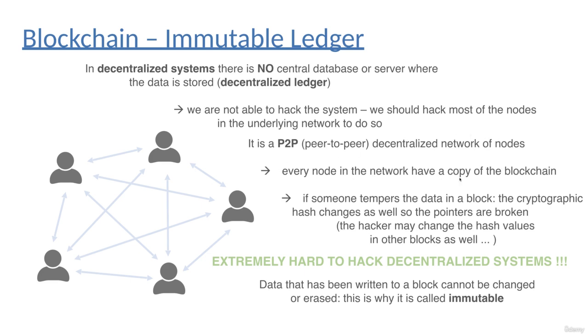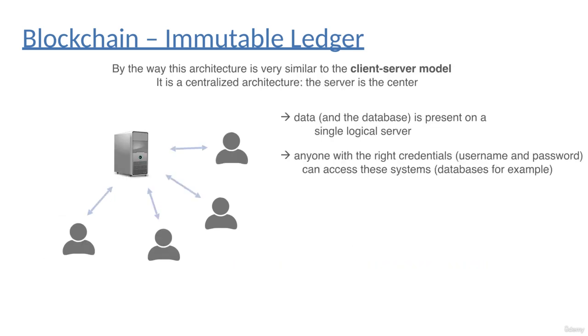Every node in the network has a copy of the blockchain, and if someone tampers with the data in a single block, then the cryptographic hash changes as well, so the pointers are broken. This is how other users of the network can detect that the given user has been hacked. So it is extremely hard to hack decentralized systems. So this is the crucial difference.